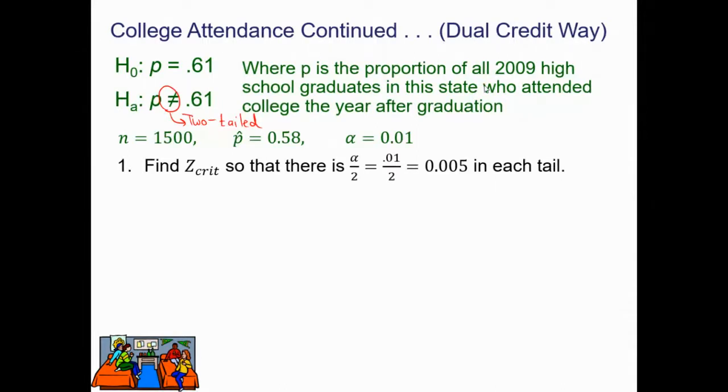Negative 2.57, and it's right there in the middle. Negative 2.575. So our Z crit is negative 2.575 on the negative side. Remember, it's a two-tailed test though, so we also have to have a positive 2.575.